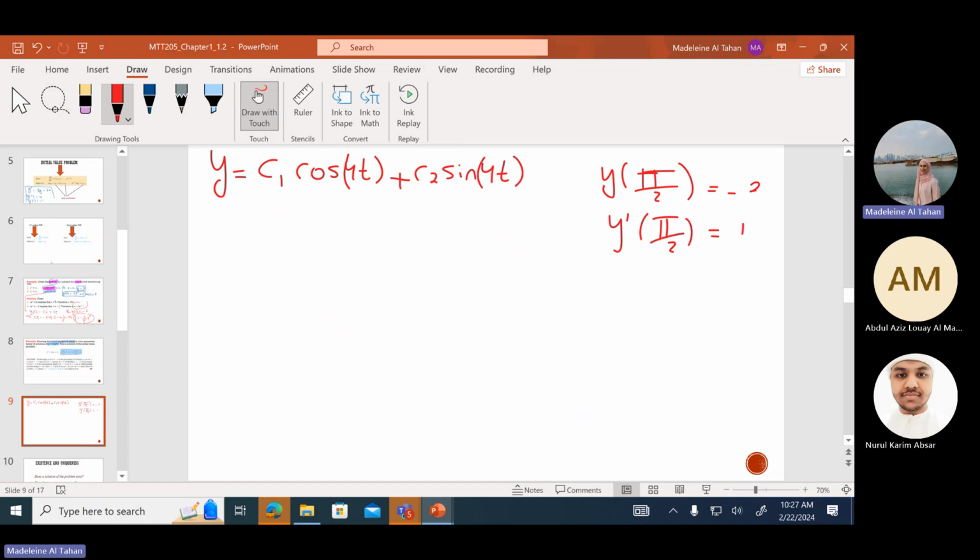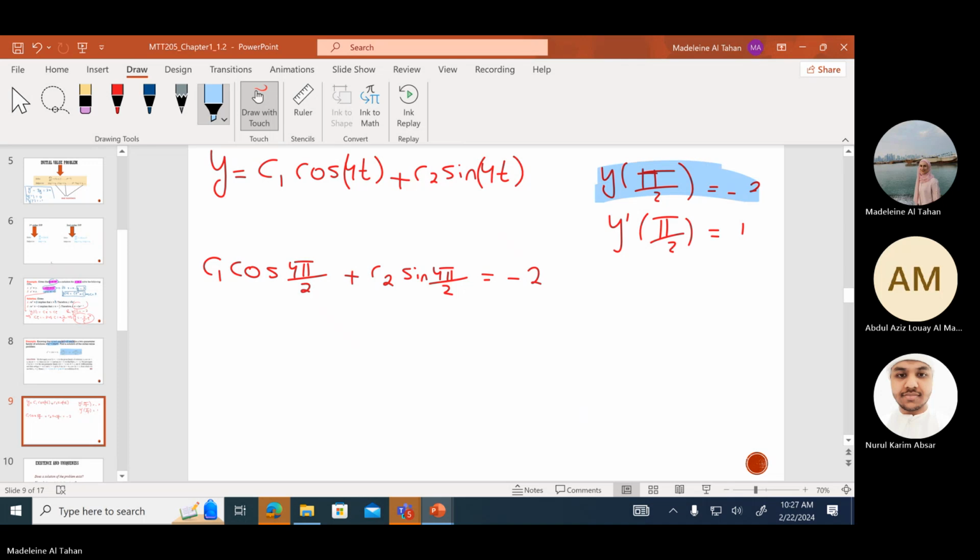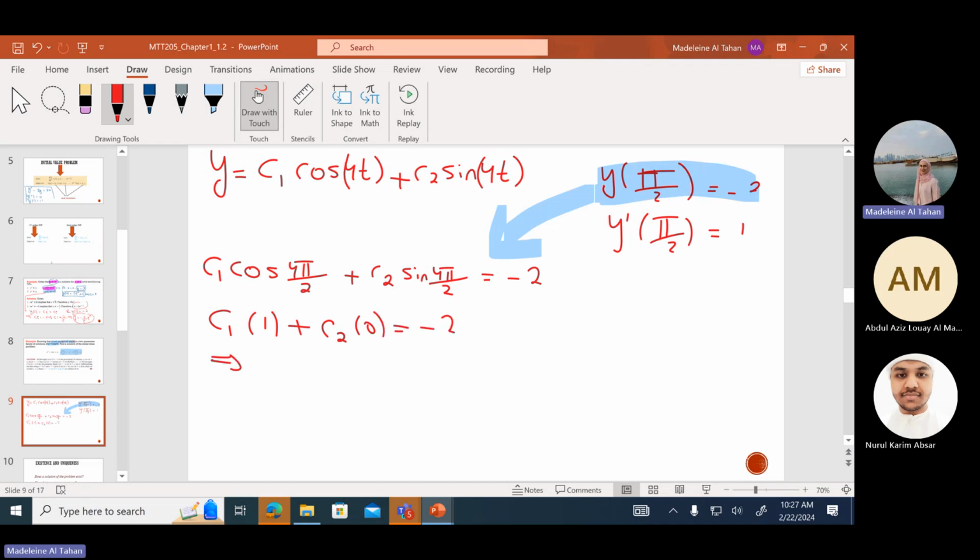Okay. Y of pi over 2 is what? C1 cosine 4 pi over 2 is equal to negative 2, right? From where did we get this one? From the given. Okay. Cosine 2 pi is 1, right? Sine 2 pi is 0. So what will we get here? C1 is equal to negative 2.